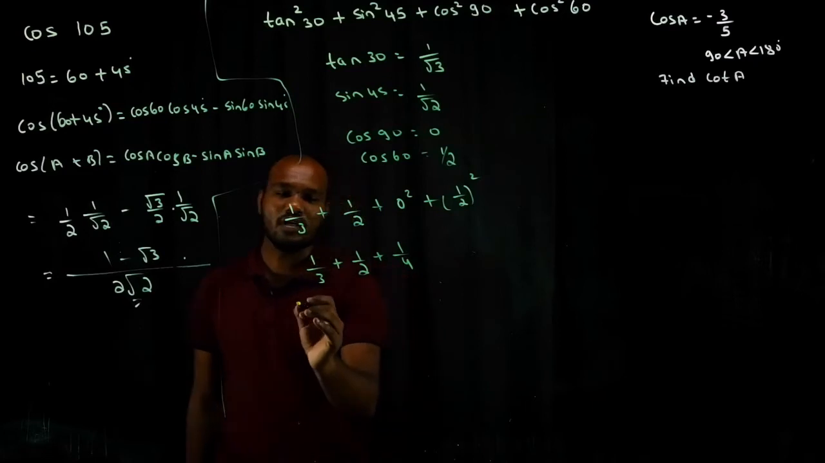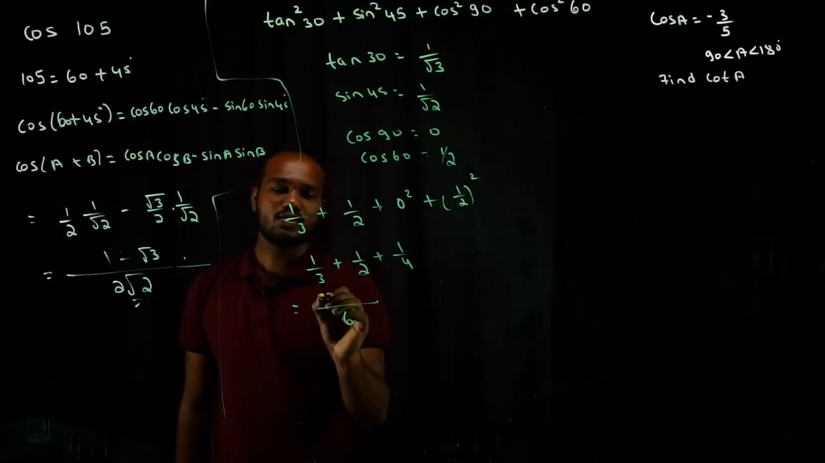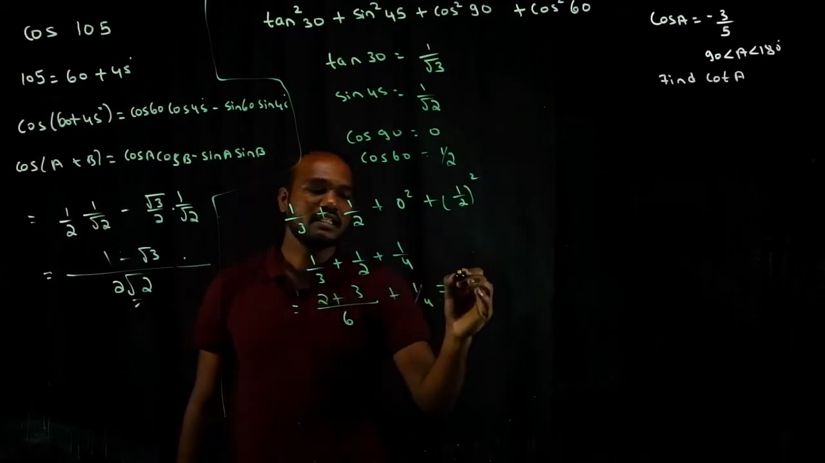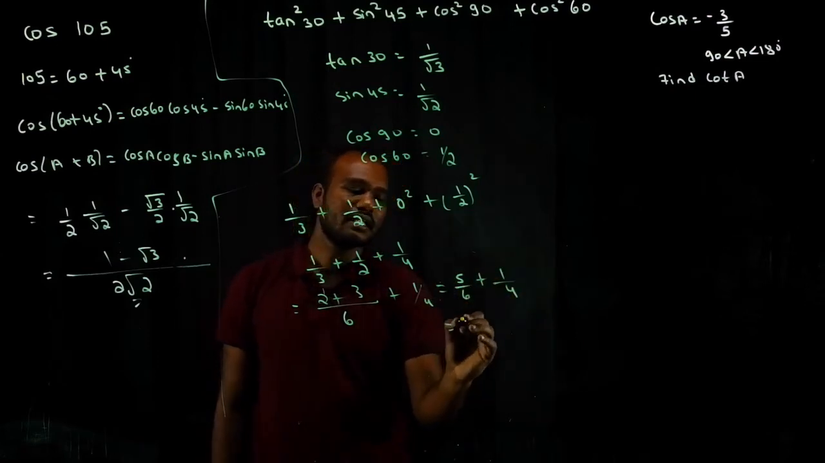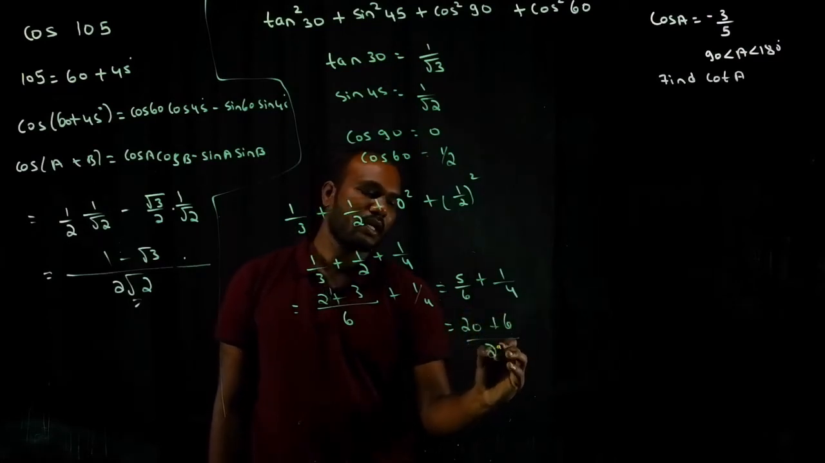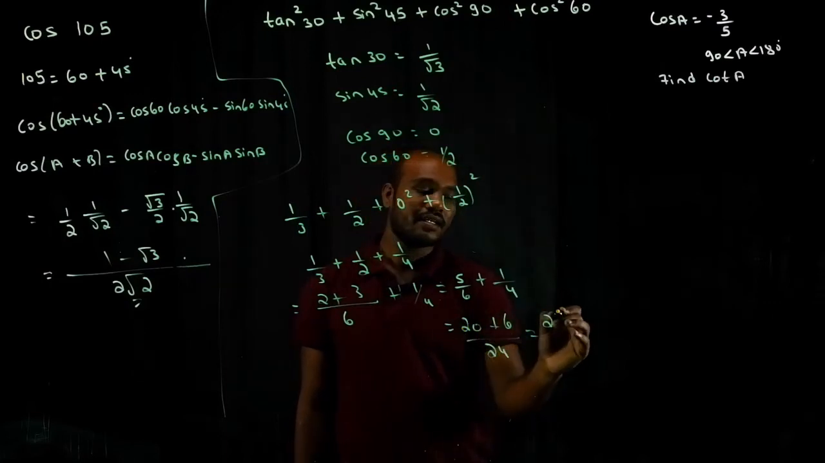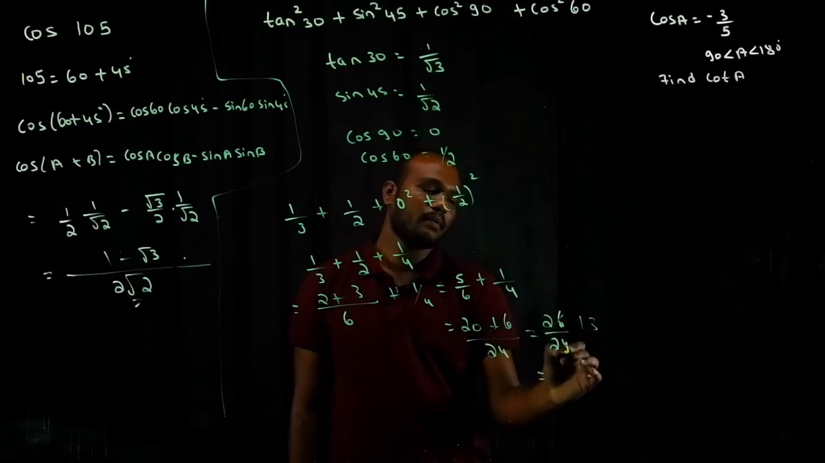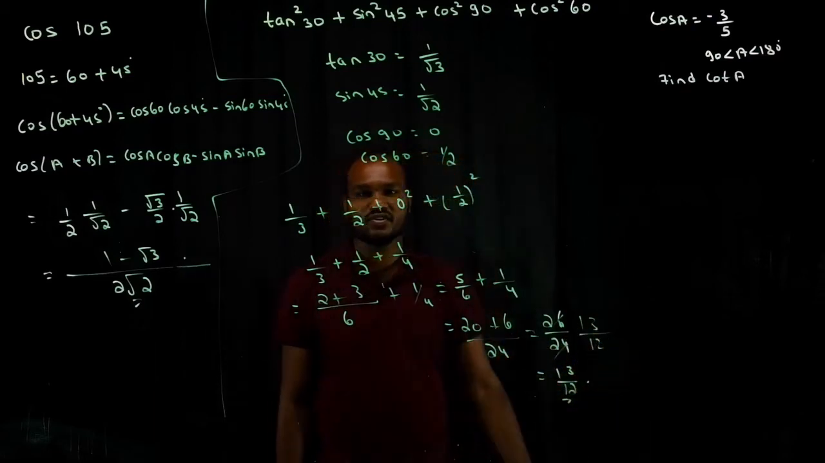So this can be easily solved. See here, first we will do this. So 3 into 2 is 6, 2 into 1 is 2 plus 3, plus 1 by 4. So 2 plus 3 is 5 by 6 plus 1 by 4. Again we can take LCM. 5 into 4 is 20 plus 6 into 1 is 6, divided by 6 into 4 is 24. 20 plus 6 is 26 upon 24. If I solve this, divided by 2, 13 by 12. The final answer is what?